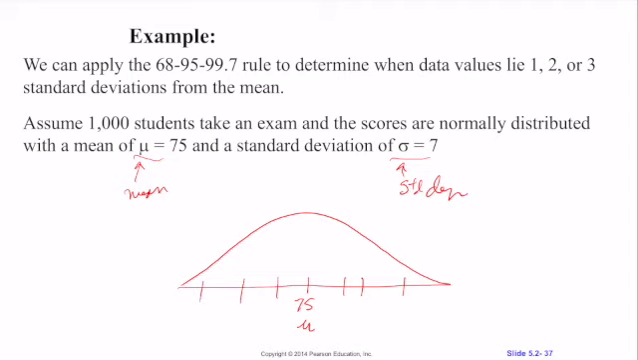So I'm going to go 75 plus 7. That gives me 82. So I've gone plus 1 standard deviation. 82 plus 7 is 89. That's plus 2 standard deviations. And 89 plus 7 is 96. That's plus 3 standard deviations. So I'm always going to go positive 3 standard deviations and negative 3 standard deviations. So if I go negative 1 standard deviation, that puts me at 68. Negative 2 standard deviations puts me at 68 minus 7, which is 61. And negative 3 standard deviations is 54.